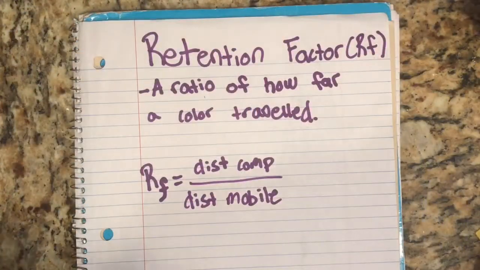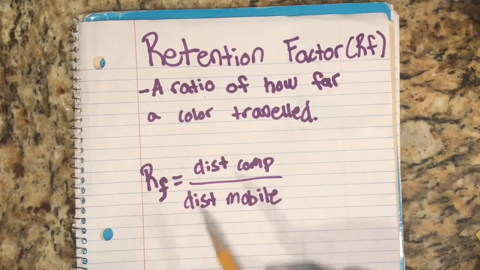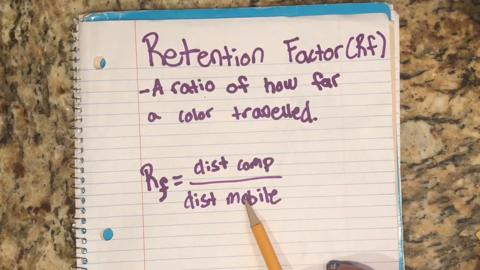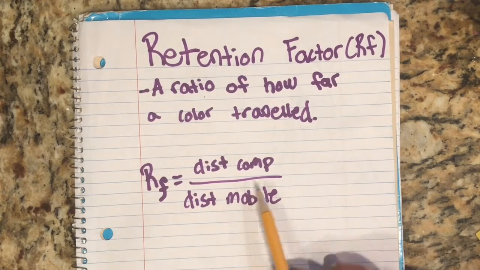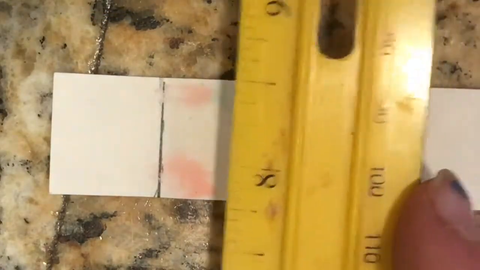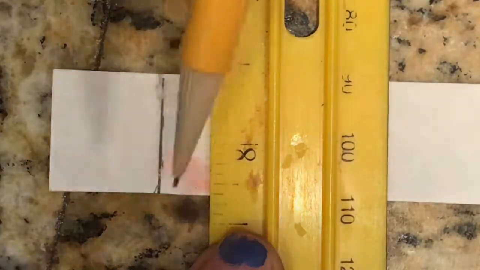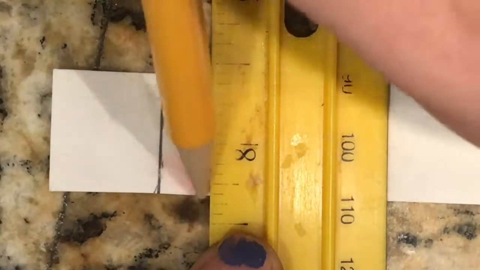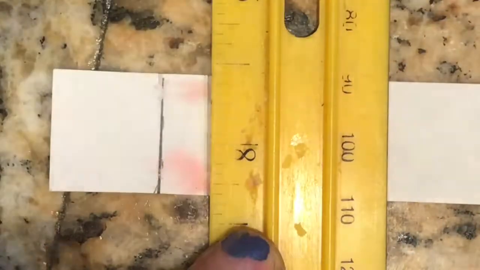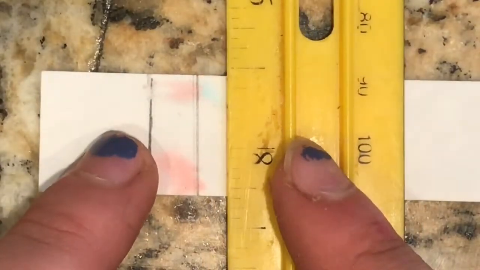A retention factor is a ratio of how far a color traveled. We're going to use this equation to find the distance of red and blue. Using a ruler, we're going to be marking when each color ends. Red ends here. And blue ends here.